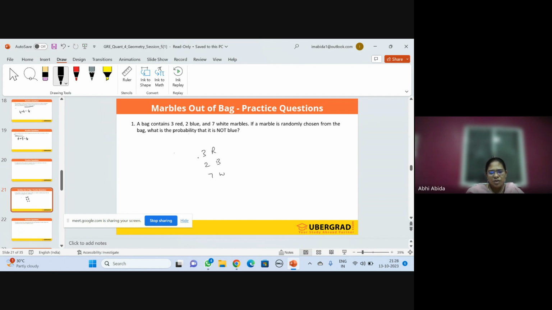Okay. So from this, a marble has been chosen. The simple thing required by total. So what is our total? Total marbles: 7, 9, 12. So total is 12. What we require is that it should not be blue. So first of all, we will see the probability of happening of blue. That is 2 by 12, 1 by 6. So P of E is 1 by 6. P of not happening of the event will be 1 minus 1 by 6, so that will be 6 minus 1 by 6, 5 by 6.